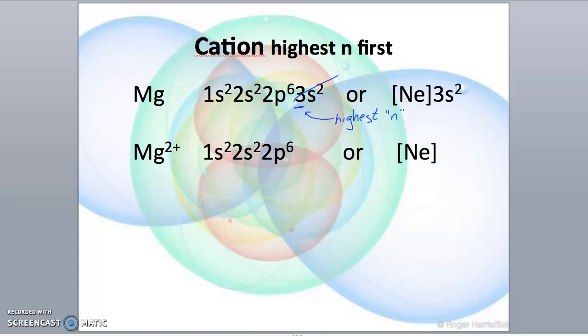So, for this example, we will start with the electron configuration of the neutral atom of magnesium. The ion has lost 2 electrons, and these are taken from the highest n, which is 3. Again, you will notice that many metals will lose electrons in a quantity that results in a noble gas configuration.